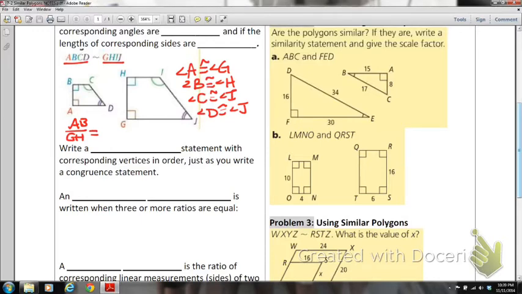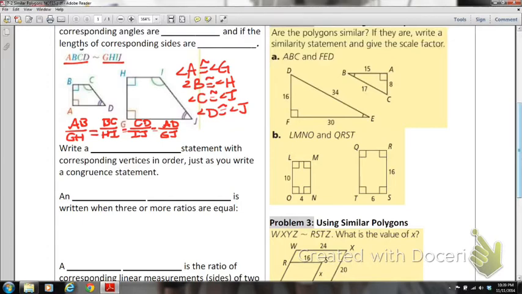And then we can go on across with the other corresponding sides. BC, so that's going to be equal to BC over HI, which is going to be equal to CD over IJ, which is equal to AD over GJ. So those are the corresponding sides that are going to form an equal proportion.